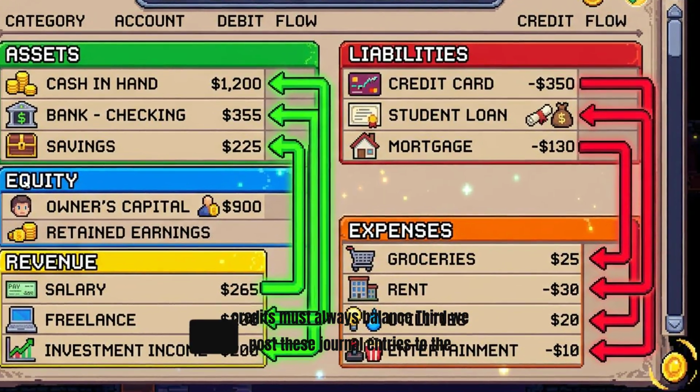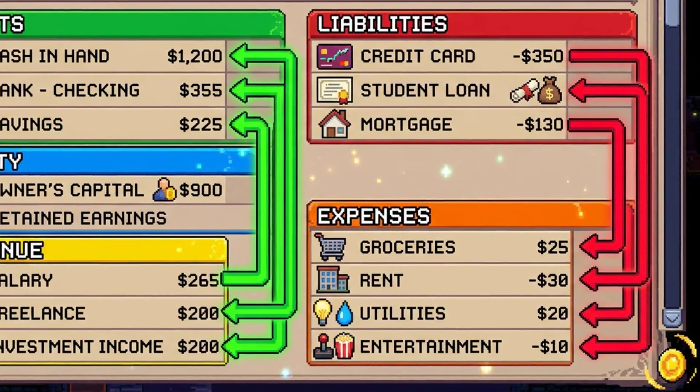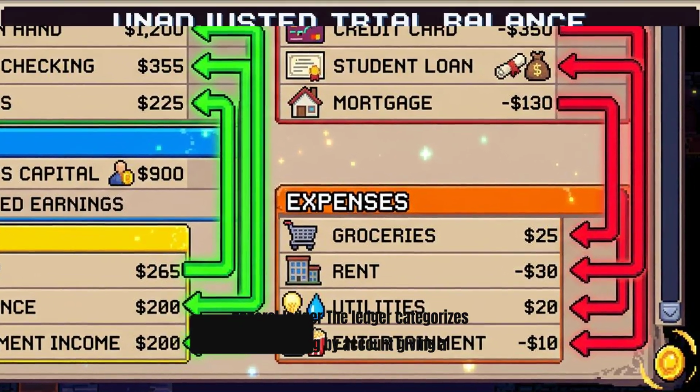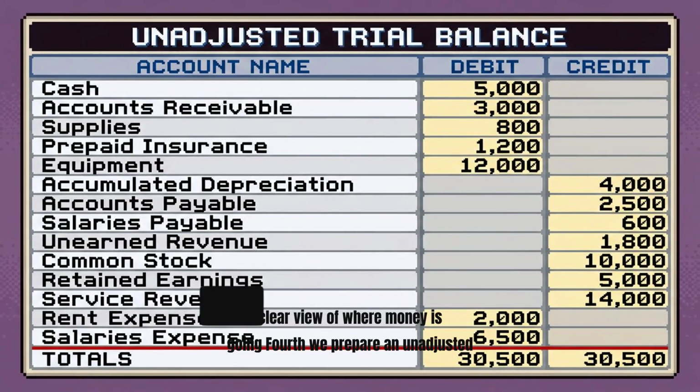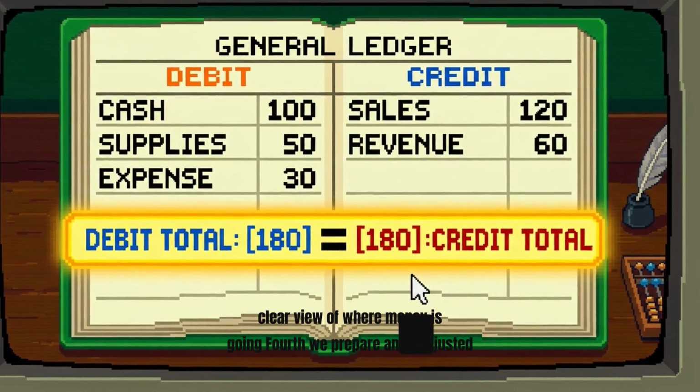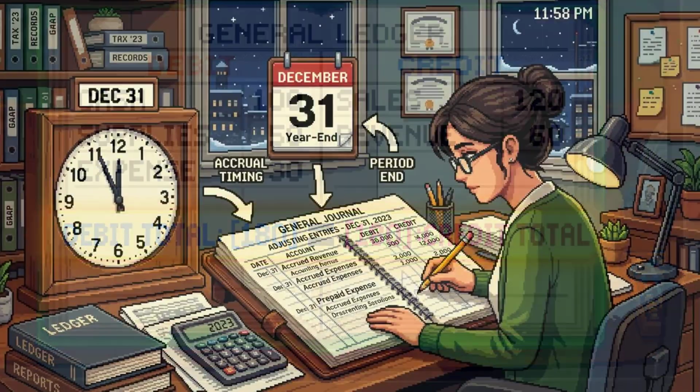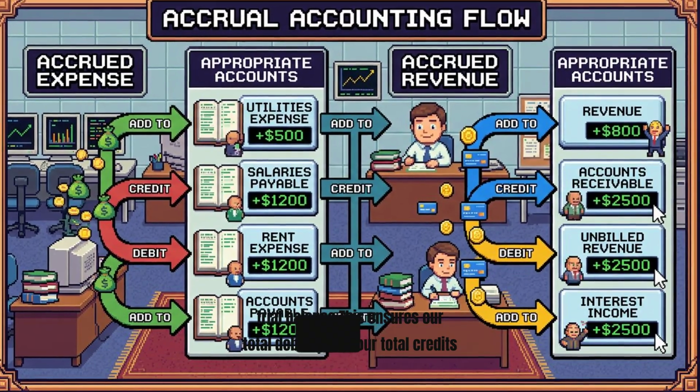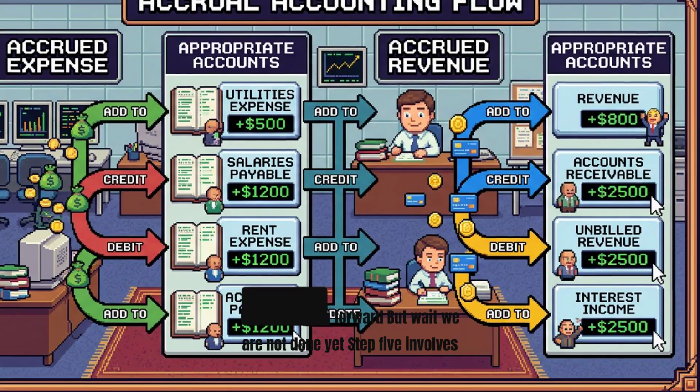Third, we post these journal entries to the general ledger. The ledger categorizes everything by account, giving a clear view of where money is going. Fourth, we prepare an unadjusted trial balance. This ensures our total debits equal our total credits before moving forward.